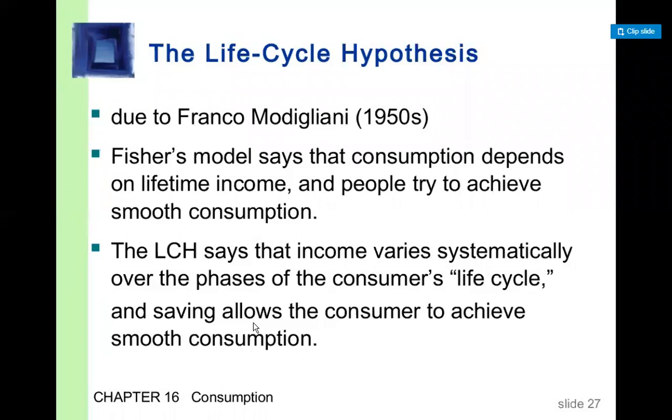Smooth consumption is the agreed point between the life cycle hypothesis and the Irving Fisher consumption model. That is the central point of these two theories. So I'm sure there will be no problem in this model. The life cycle hypothesis definition is here: income systematically varies over the stages of a consumer's life, and the consumer saves to achieve smooth consumption over the lifetime periods.